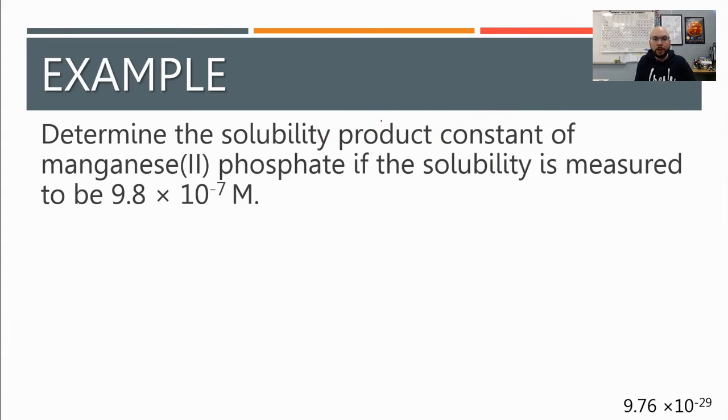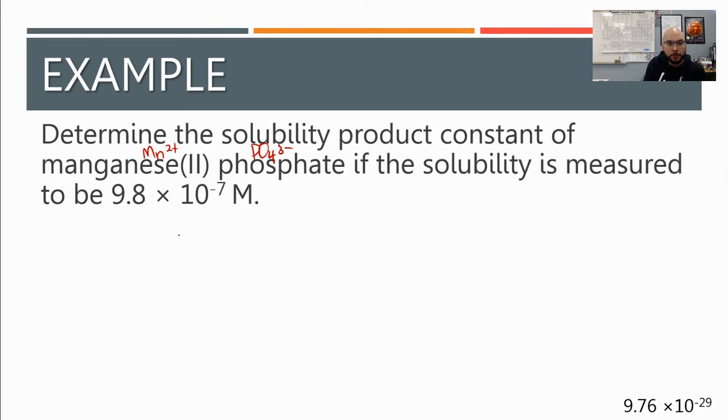So we're going to work to determine the KSP if we're given a molar solubility. Molar solubility is always measured in molarity, right? So it's very easily connected. The most common mistake is people doing the reverse procedure because they're not looking at the question closely enough. So when we're doing this, manganese 2 is Mn2 plus, phosphate is PO4 3 minus.